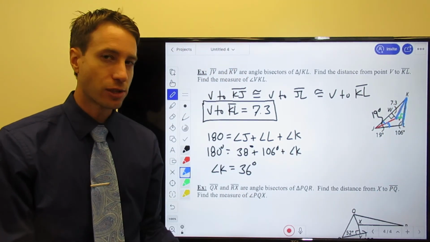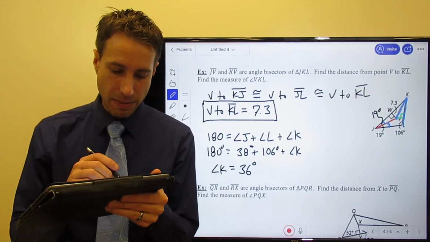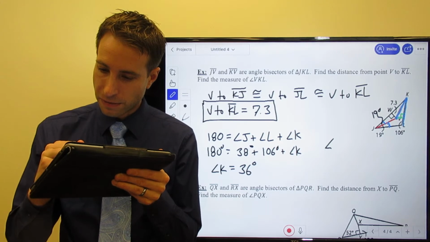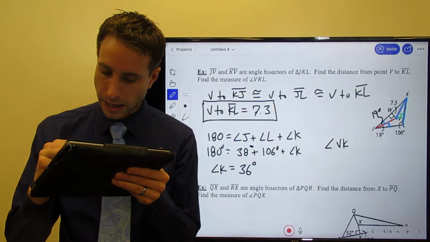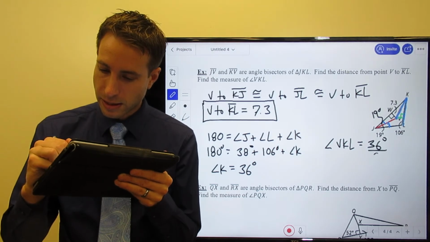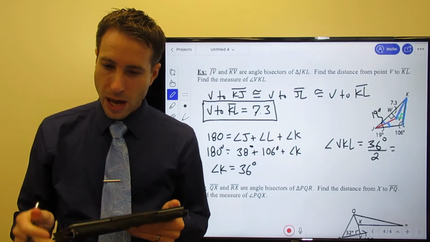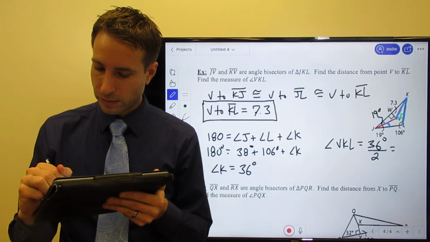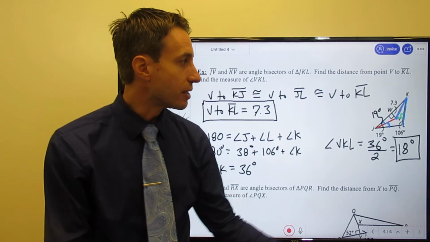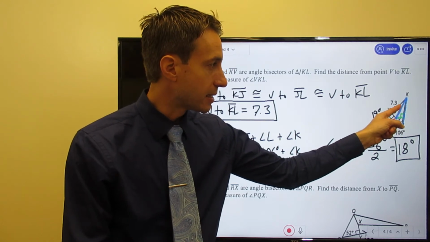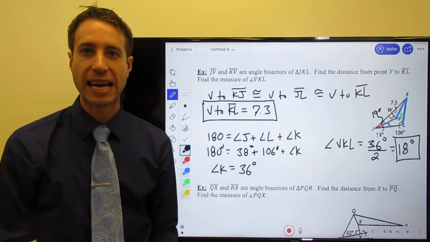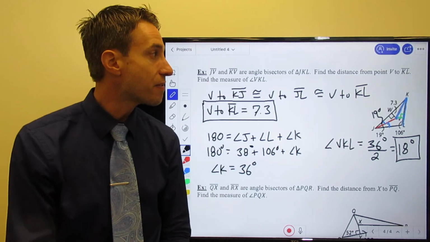Well, if the entire angle is 36, divide it by 2. Angle VKL is equal to 36 degrees divided by 2. And of course, 36 degrees divided by 2 is going to be 18 degrees. Right? Each of these little slivers is 18 degrees, and that gets me the 36 degrees that angle K has to be equal to. All right, so please be very, very careful here.